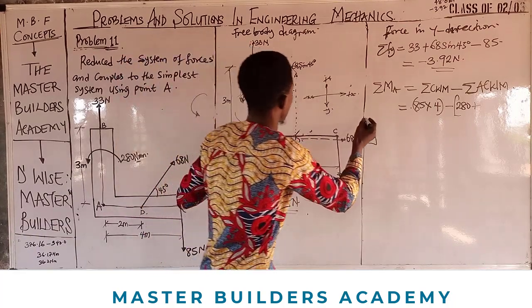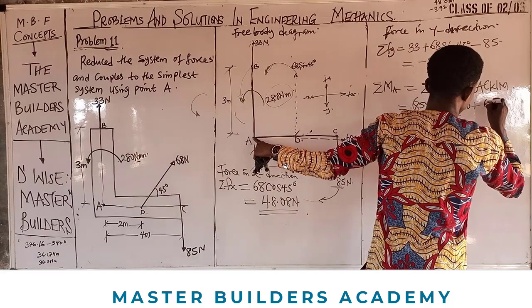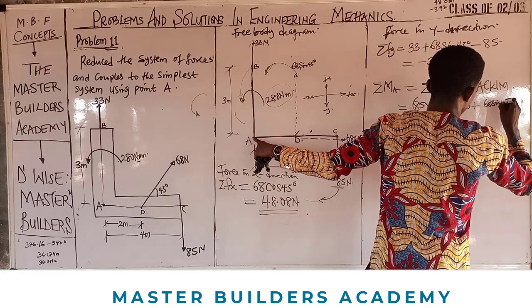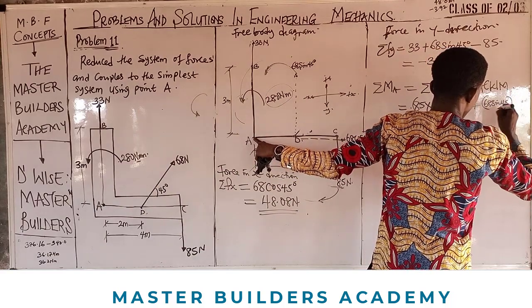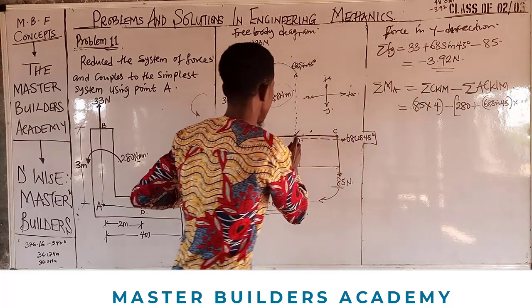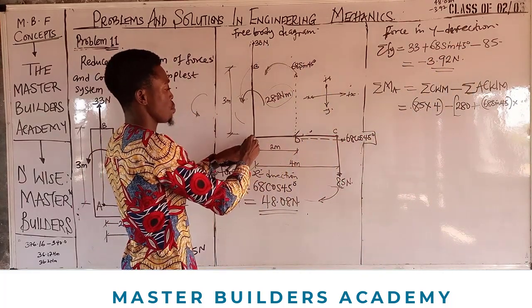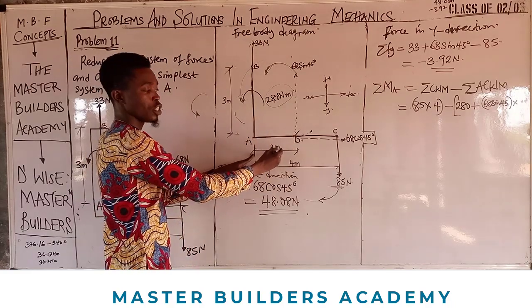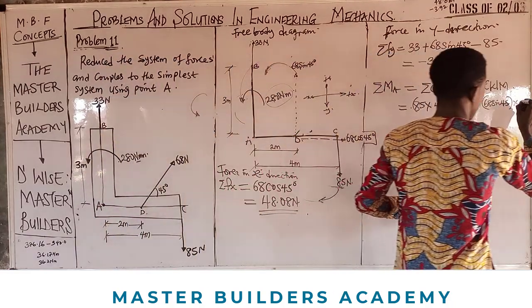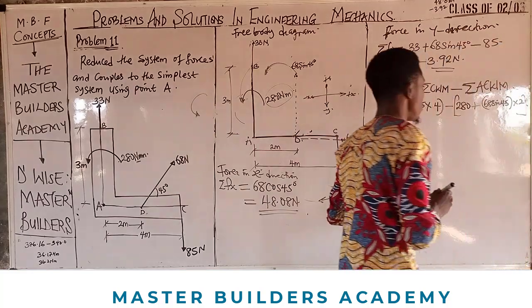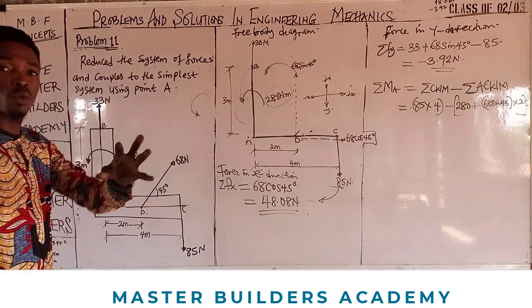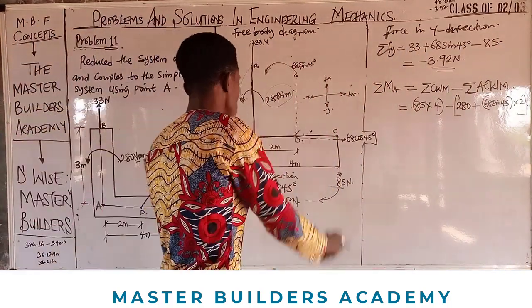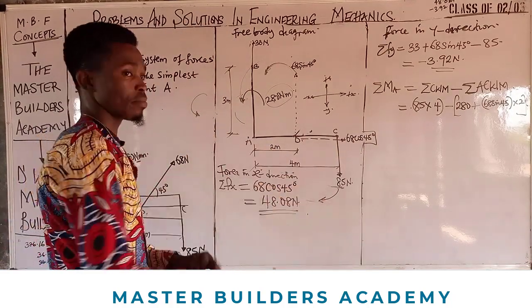And it's going to give us what? 68 sine 45 multiplied by what is the distance of this force from A? Distance at D. The distance between A and D is 2 meters. So multiply by 2. It's as simple as this. I hope you understand what I have done so far.